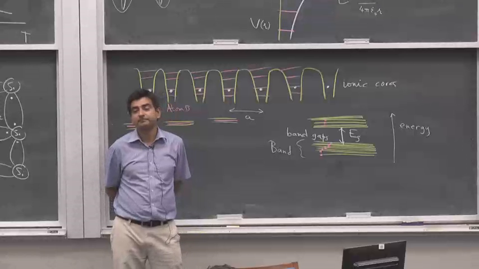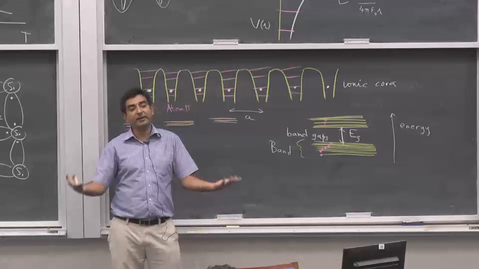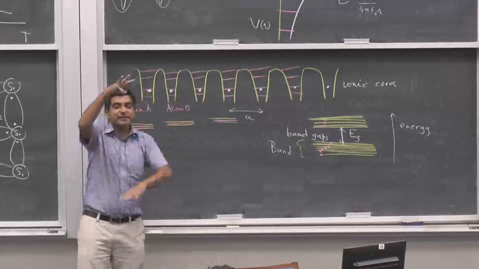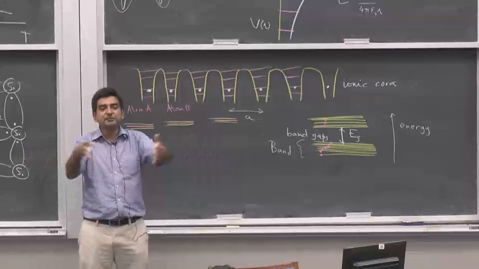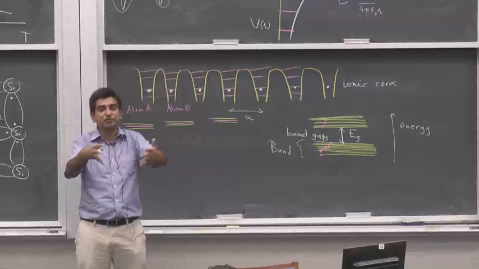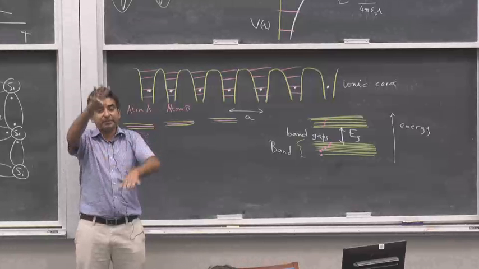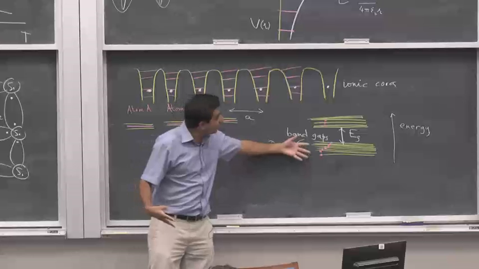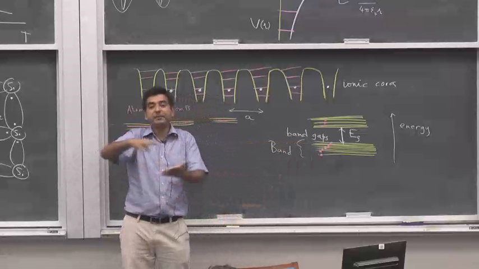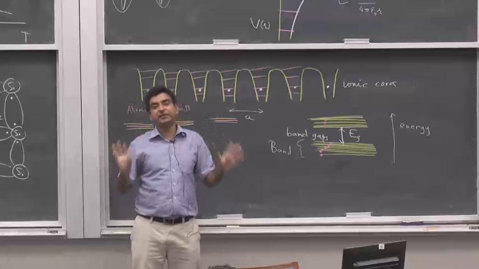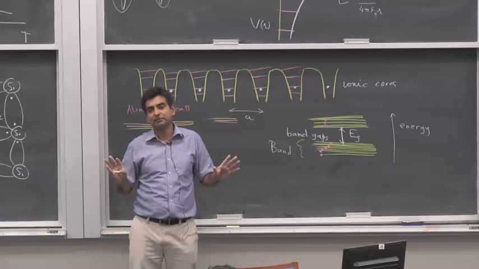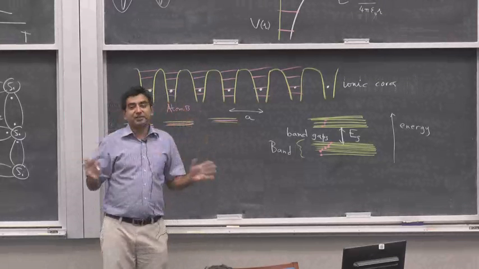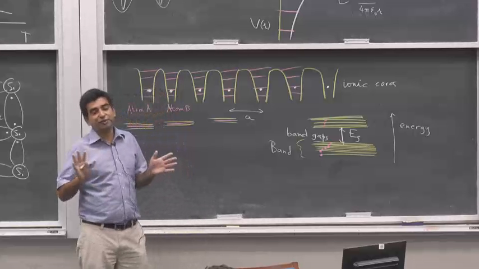So bands are formed inside solids because for the individual atoms, there are quantized energy levels, and when you bring these atoms close together to compose a solid, these levels split and they form bands. Each band comprises a large number of equally spaced levels, and electrons fill up these bands. Alright? So this is the band structure. This is a first introduction to bands.